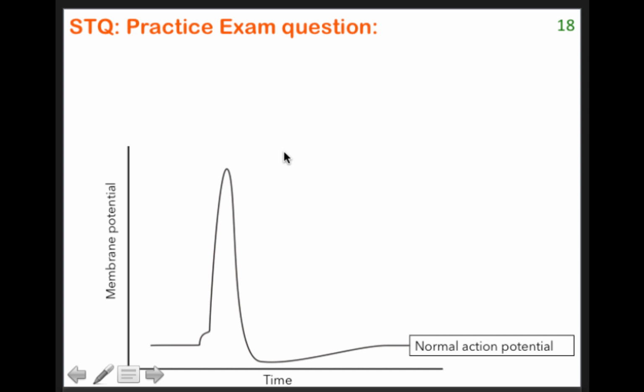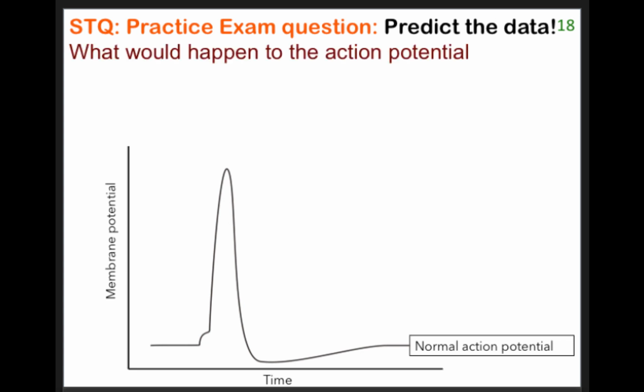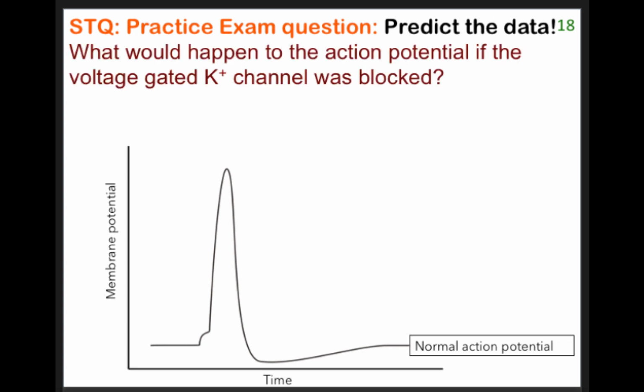All right, so I'm basically going to give you a situation, ask you to predict the data, predict what the graph will look like, all right? So this here is a picture of what a normal action potential looks like, and I want you to predict what would happen to this action potential, this change in membrane potential, if we blocked the voltage-gated potassium channels, okay?